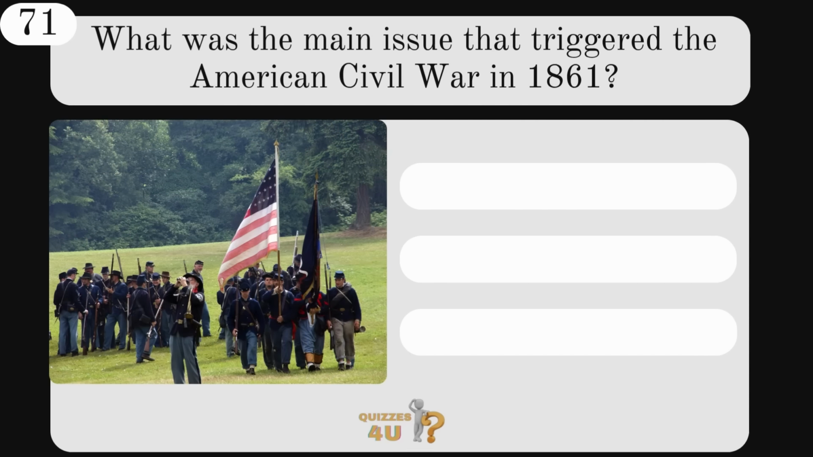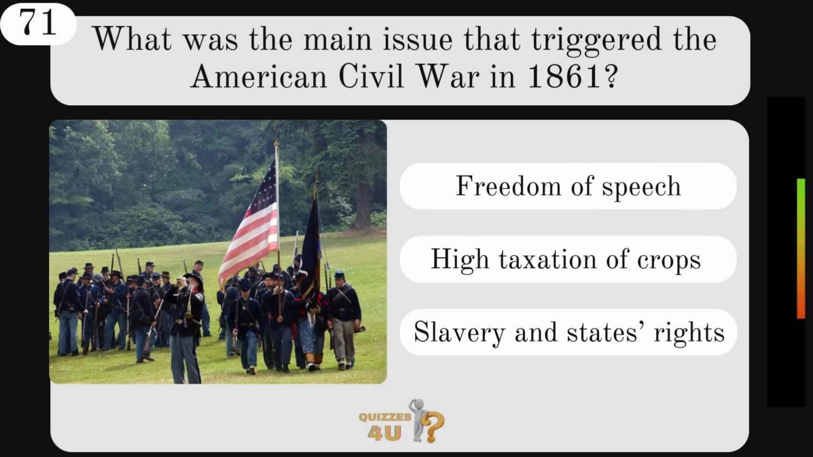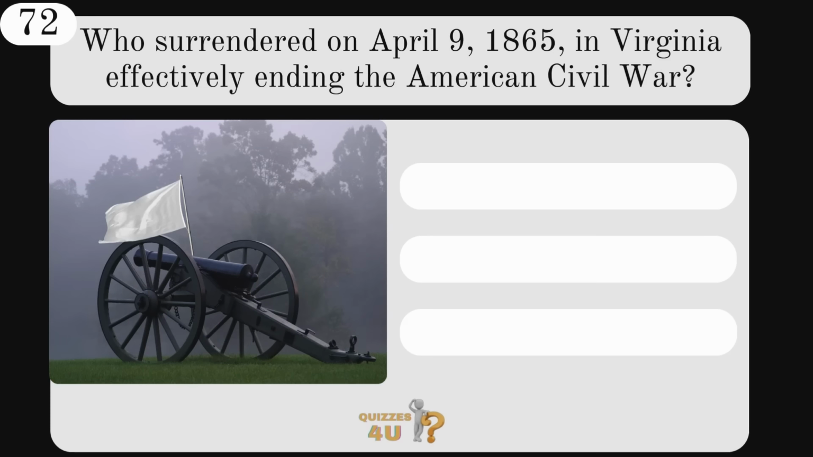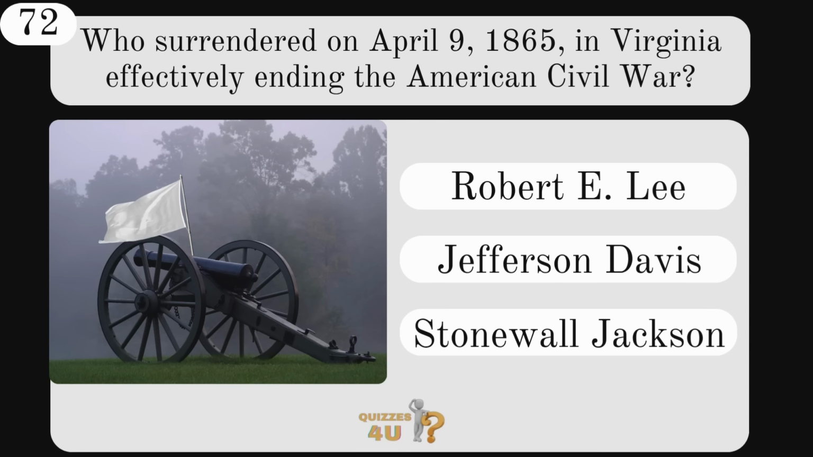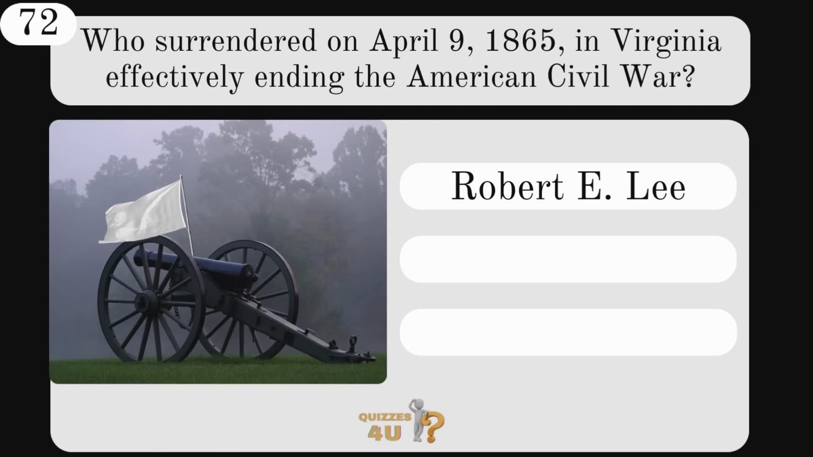What was the main issue that triggered the American Civil War in 1861? Freedom of speech, high taxation of crops, or slavery and states' rights? The answer, slavery and states' rights. Who surrendered on April 9, 1865 in Virginia, effectively ending the American Civil War? Robert E. Lee, Jefferson Davis, or Stonewall Jackson? That was Robert E. Lee.